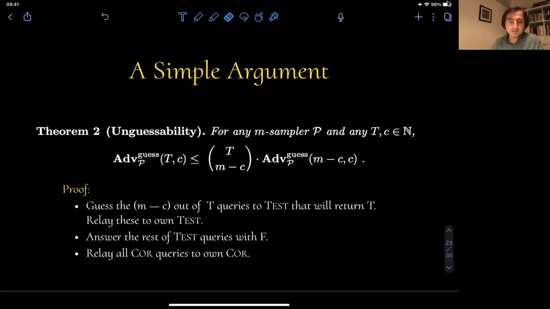I will relay these. So these queries are then relayed to the oracle that the adversary gets in this game with M minus C test queries. The rest of the queries are answered with bottom, with false. And the corruption queries are also relayed. So the C corruption queries are relayed to the adversary's corrupt oracle here. So if I have guessed this set of M minus C indices out of T correctly, then this reduction is perfect. And whenever this adversary wins here, this adversary here with only M minus C queries to the test oracle wins here.